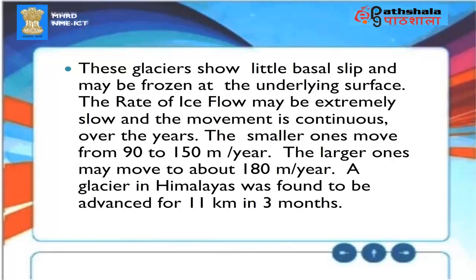The smaller ones move from 90 to 150 meters per year. The larger ones may move to about 180 meters per year. A glacier in the Himalayas was found to have advanced 11 kilometers in 3 months.